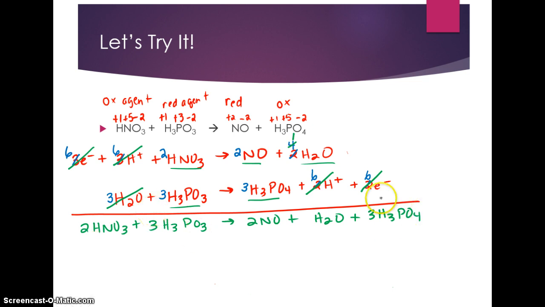Now I can always check my work. Neutral, no charge, neutral, no charge. There's nothing with a charge in it. Check my hydrogens. I have 2, and I have 3 times 3, 9, so I have 11. I have 3 times 3, 9, and I have 11. Oxygens: I have 2 times 3 is 6, and I have 3 times 3, which is 9, so I have 15. And here I have 3 times 4, which is 12, plus 1, 13, plus 2, 14, 15. Nitrogens I have 2, nitrogens I have 2, phosphorus I have 3, phosphorus I have 3. My reaction is balanced, and I know that it's done correctly.